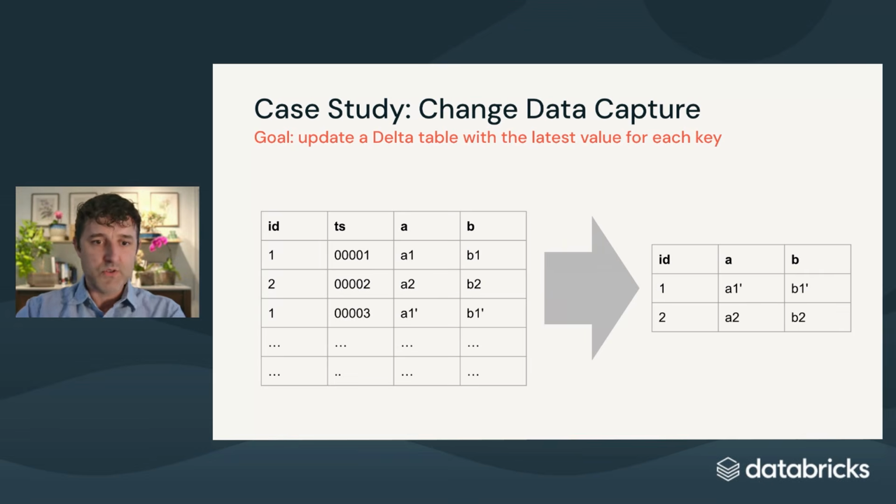So to recap, we're going to start here with this change feed that has a bunch of different rows that are coming in. There's a primary key, the ID, there's a timestamp that says when this change happens, and then there's a bunch of columns that are the actual data that we want to process. In this case, you can see we're going to take the two IDs, one and two, and create the final table that has the latest value for every key.